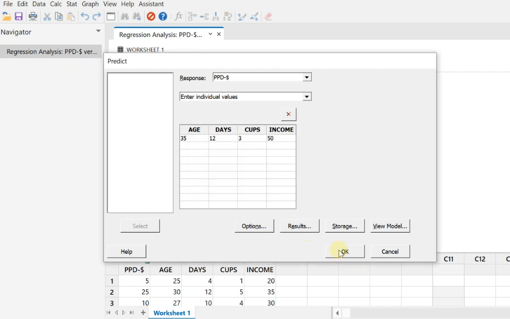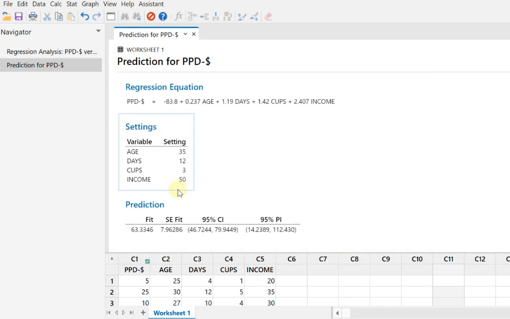Okay. And there you go. This is what I had again in my OneNote. So the fit is 63.3. The standard error of the fit, actually this number is used in conjunction with constructing these confidence intervals. This is the 95% confidence interval for the average person with those characteristics, how much they charge or how much they purchase. And this is the 95% PI, prediction interval, for a single individual that's about to walk into Starbucks.